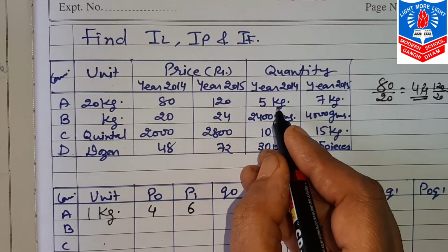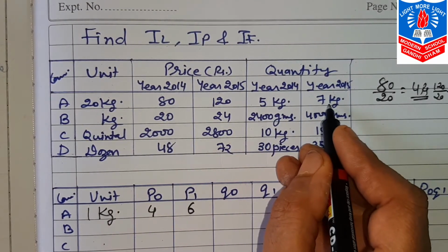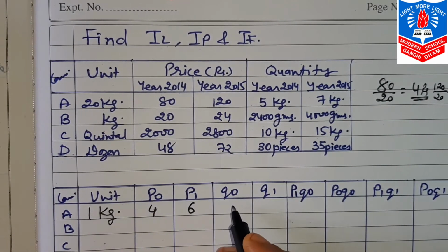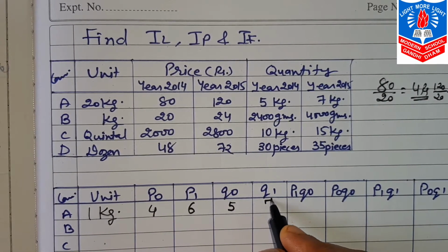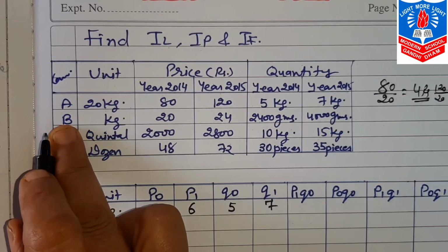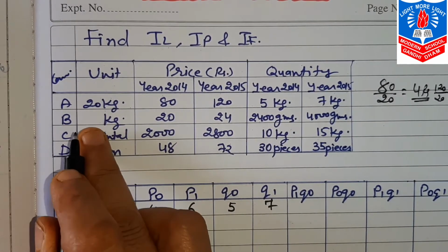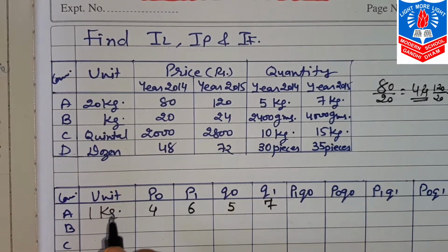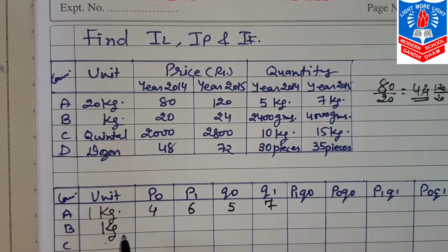Now the quantity, as I said, here it is 5 kg and 7 kg. This is also 1 kg, so this 5 and 7 stay as they are. Next, for commodity B. Here it is kg, which shows it is 1 kg only, so in this we won't change anything.